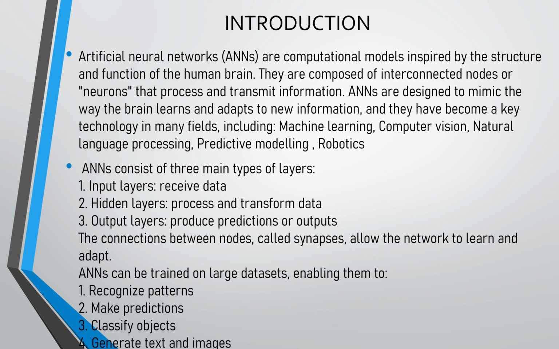ANNs consist of three main types of layers. We have the input layers which receive data, the hidden layers which process and transform data, the output layers which produce predictions or outputs.